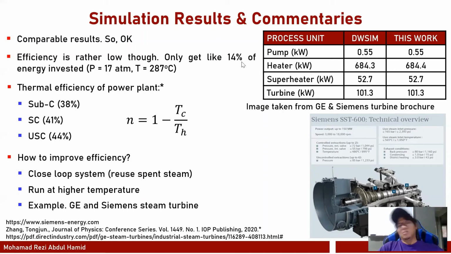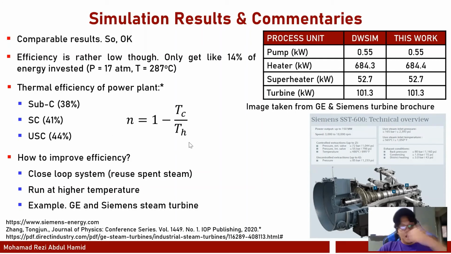Now, this is not really surprising given the fact that the system operates at relatively low pressure, 17 atmosphere, and the temperature is around 287. And we all know that using this equation, if you want to have higher efficiency, you can always go to a higher heat source. So when you have a higher heat source, the denominator part will be bigger, this term will become smaller, so the efficiency becomes larger.